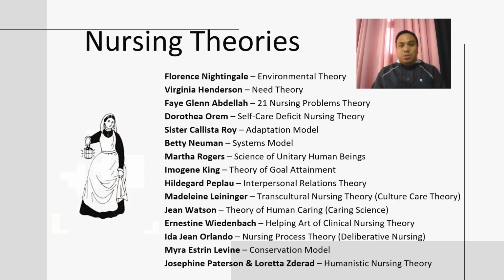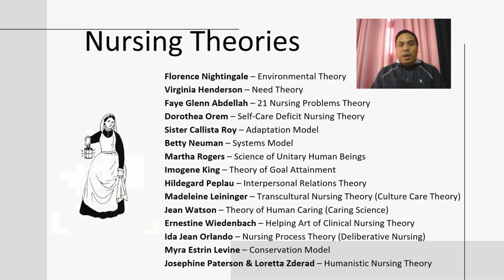These are the nursing theories. For example, we have Florence Nightingale's environmental theory, because health is affected by the environment, like clean air, water, light, and proper sanitation that promote healing. We have Virginia Henderson's need theory. Nursing helps people do things they would do for themselves if they had the strength, will, or knowledge. We have Faye Glenn Abdellah, the 21 nursing problems theory. That is, nursing focuses on solving patients' problems to meet physical, emotional, and social needs.